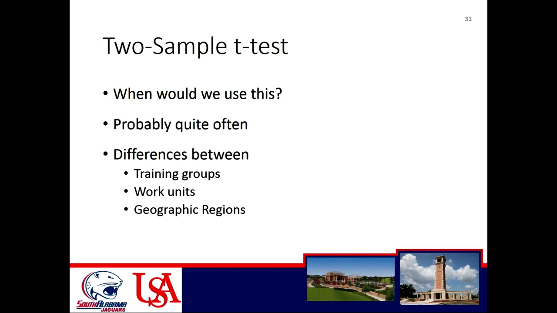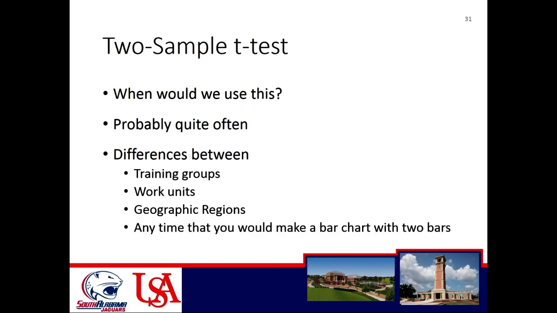Also, companies all the time do two-sample t-tests when comparing geographic regions. So if a company is thinking about opening a new location, and they're deciding whether they want to do it in geographic region A or geographic region B, East Coast versus West Coast, then they would usually collect data regarding those two locations, and they could perform a two-sample t-test to compare those two locations to determine which of those locations is better and if there is a significant difference between the two.